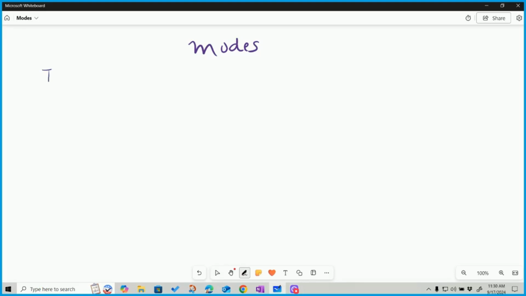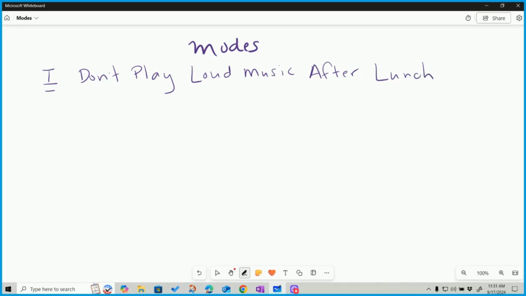Here it is. I don't play loud music after lunch. Okay, and we're going to use the first letter of each of those words. I, D, P, L, M, A, L. I don't play loud music after lunch. Memorize this little saying and that will help you know all the modes.